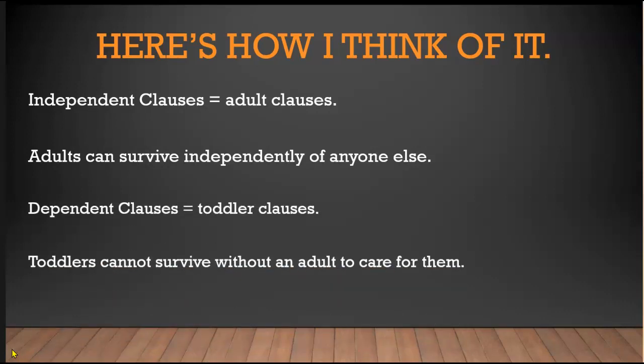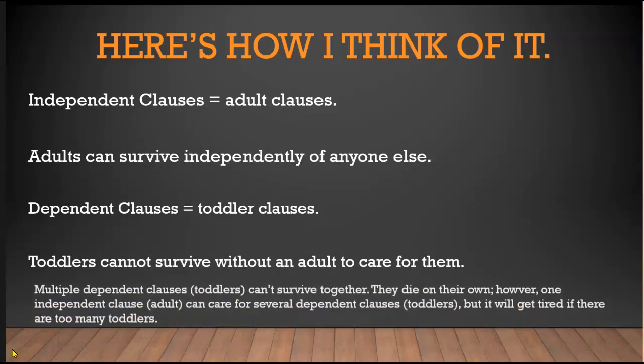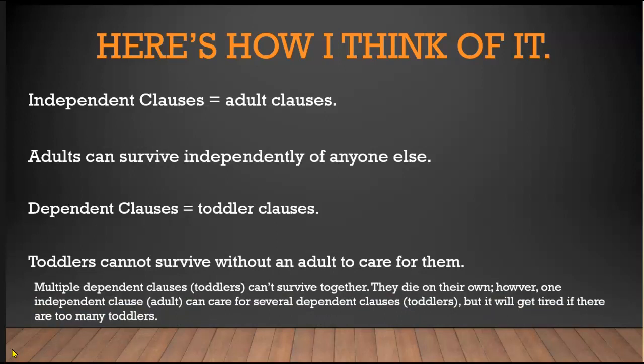A dependent clause is like a toddler. Toddler clauses. Toddlers cannot survive without an adult to care for them. They have to have an independent adult that can care for that toddler's needs. Same thing with the dependent clause. Some students try to link multiple dependent clauses or toddlers together to make a sentence. That can't survive. They die on their own, even if they're in a group. They just are in a large group dying.